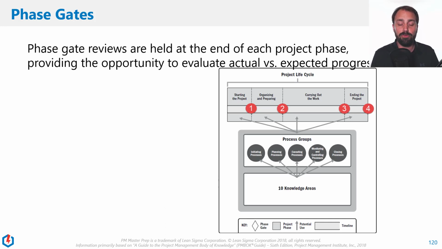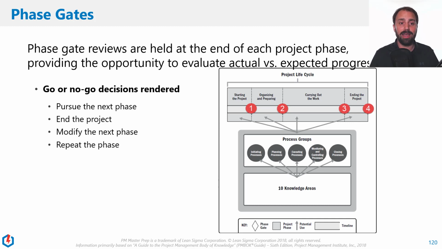So phase gate reviews are held at the end of each project phase, like we talked about, to provide the opportunity to evaluate the actual versus the expected progress of that phase. Now, a lot of times, like we said, go or no-go decisions are rendered. Do we go on to the next phase? Do we just end the project here? Do we modify the next phase? We learned some things during this. Things didn't go as planned or they went better than planned, and we're going to expand. Or do we want to go back and repeat the phase?